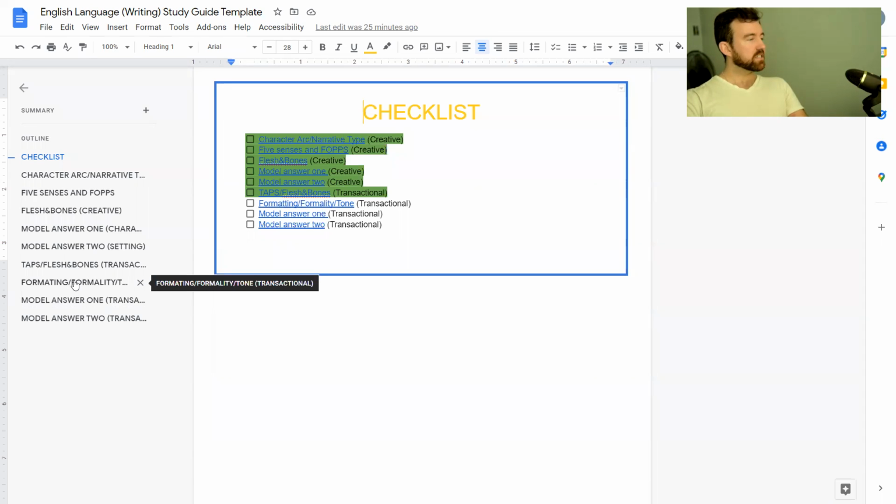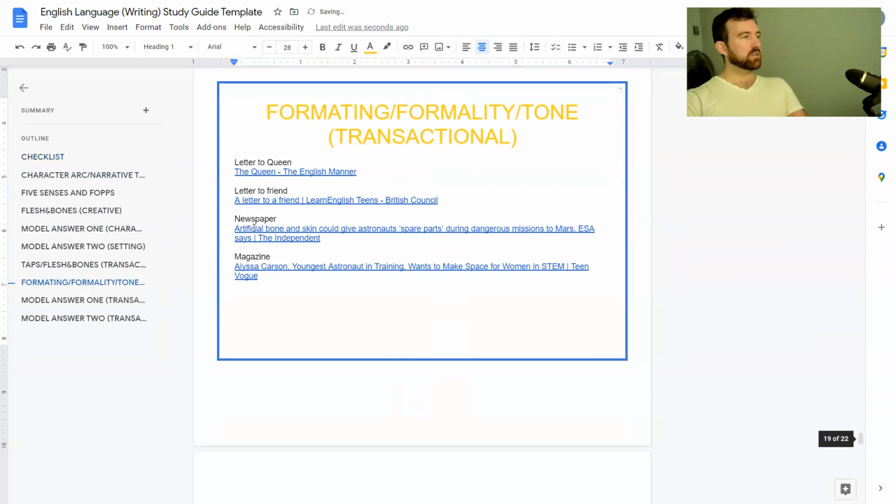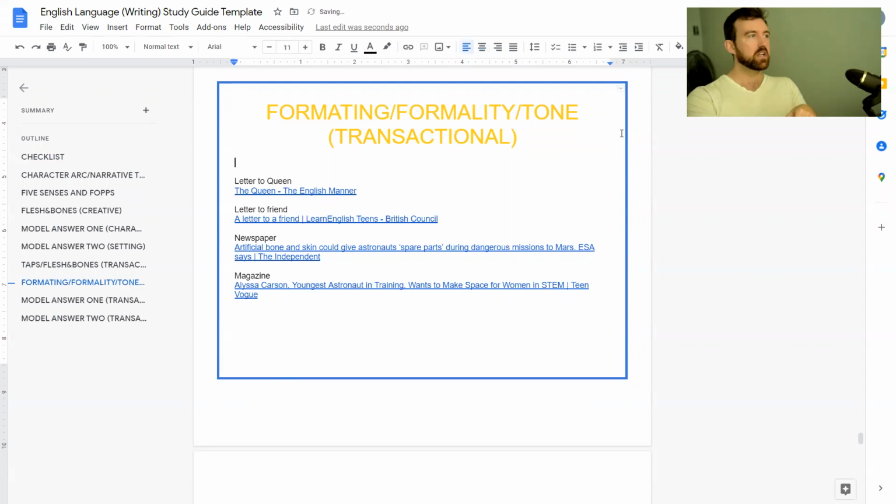So today's lesson, we're going to be going through the formatting, formality, and tone of your transactional pieces. So we need to think about obviously what those things mean. And then I've decided we're gonna read a little bit of different formats and formalities and stuff. So we've got 4 that we'll dive into a bit and think about a bit.